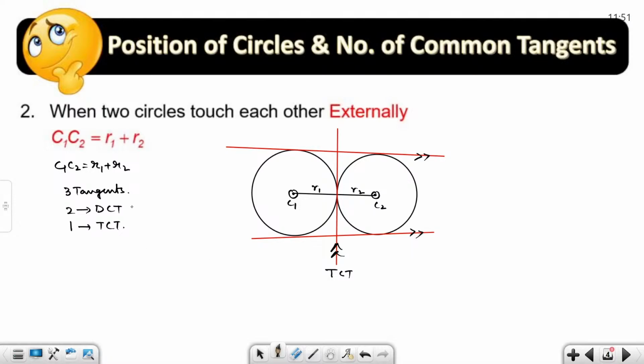Absolutely clear. So there are three common tangents when the two circles touch each other externally. And what is the condition? That the distance between their centers is always equal to the sum of their radii. Okay? Now let us move to the third case.